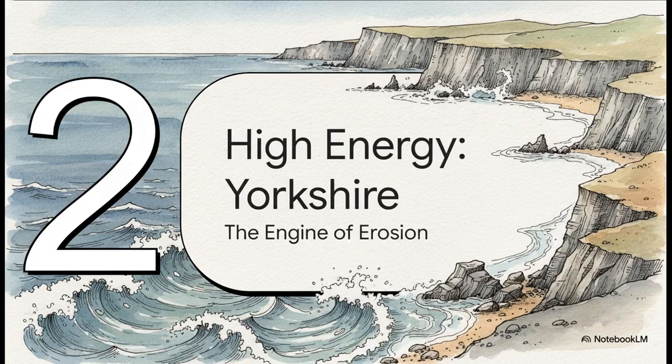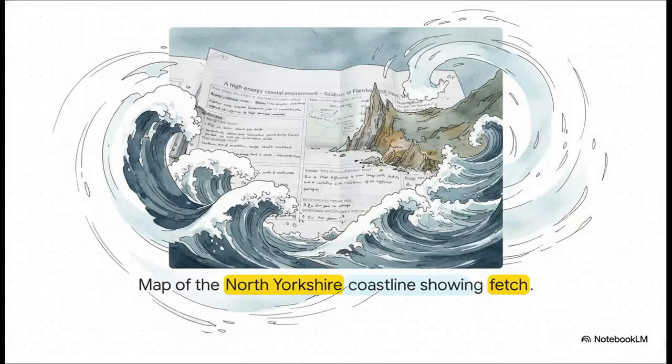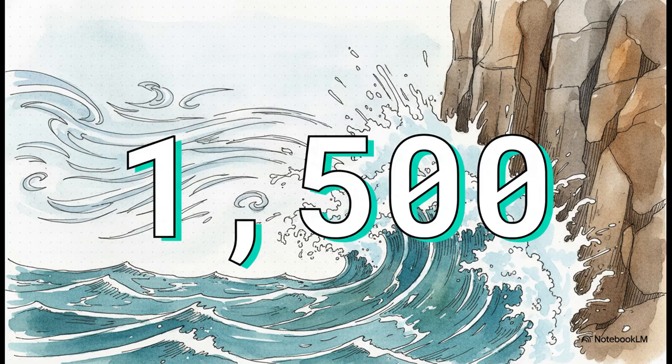Section 2. High-energy Yorkshire coast, the engine of erosion. Picture the North Yorkshire coast. This environment is almost entirely dictated by its North Sea exposure and the dominant wave directions barreling in from the north and northwest. The areas nearest to Saltburn are incredibly exposed, meaning they get hammered with the absolute highest inputs of raw wave energy. Now, the crucial metric you want to remember here is the fetch.